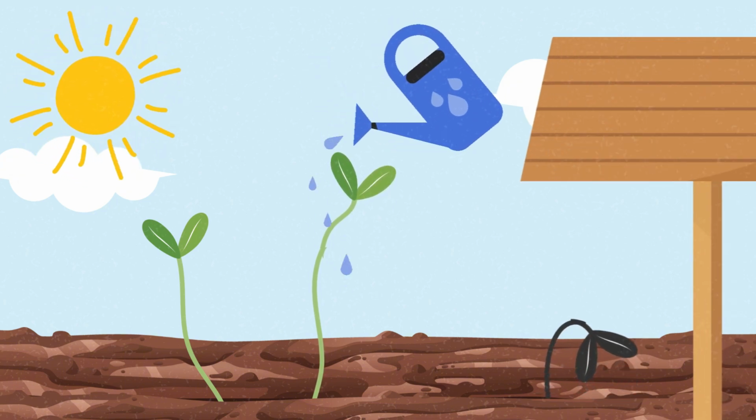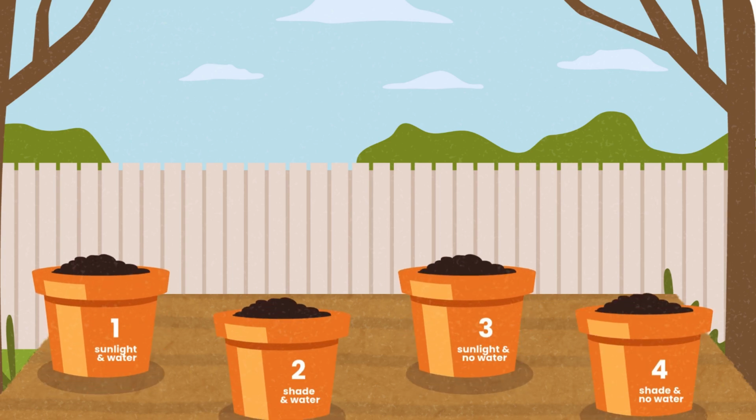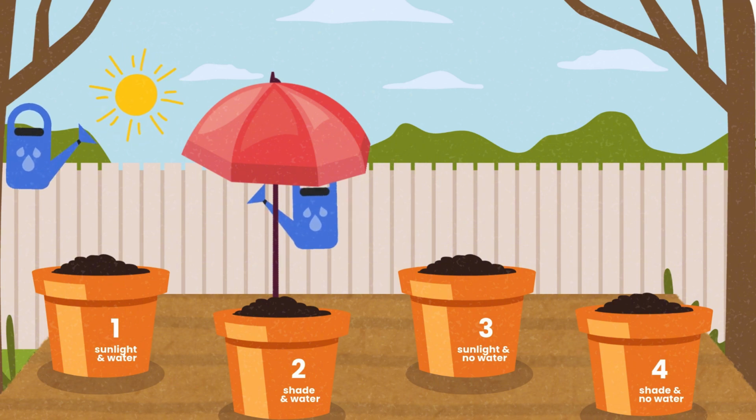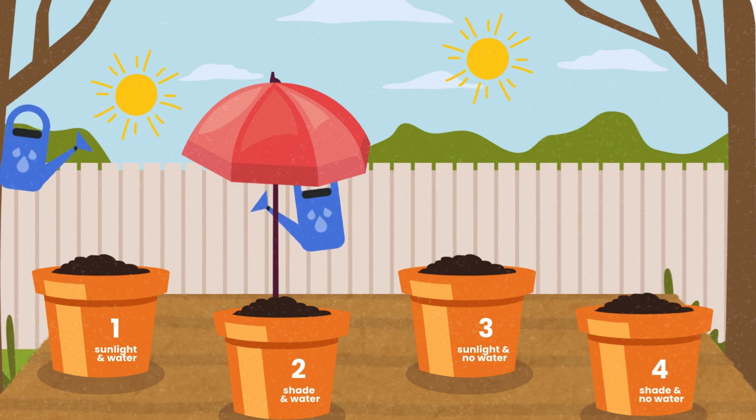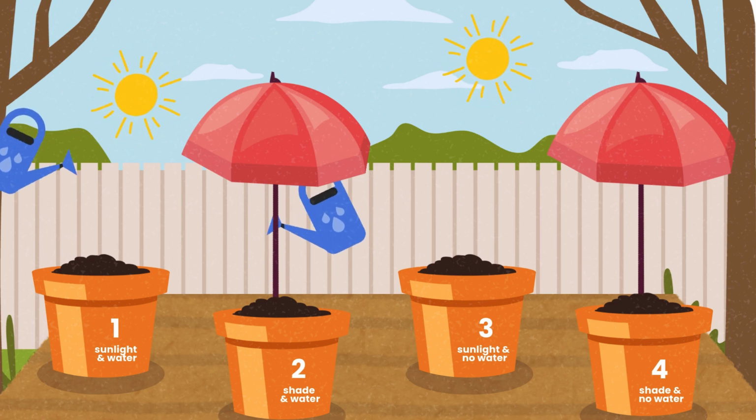We had several hypotheses. For step 2, how will we do the experiment? We plant the mango seeds in 4 containers. One is placed directly in sunlight and is given water. One is placed in a shade and given water. One is placed directly in sunlight but will not be given water. And one is placed in a shade and will not be given water.